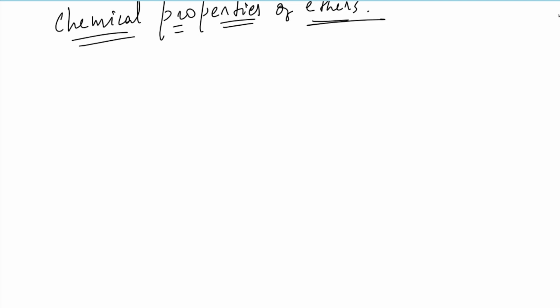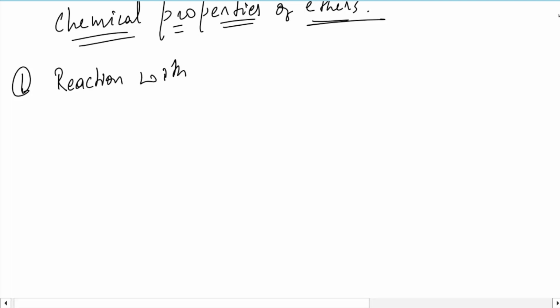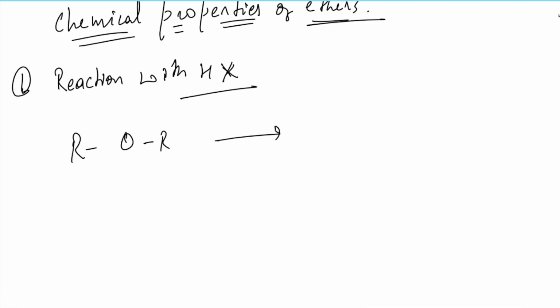If I talk about the chemical properties of ether, first is the reaction with HX. If I talk about the order of reactivity, then the maximum reactive is the... if it's a symmetrical ether, then what is formed there is ROH plus RI.